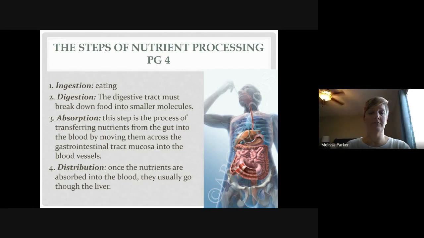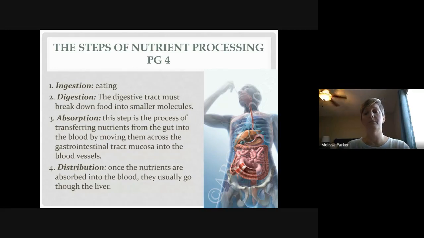And after that, the body is going to distribute those nutrients that were absorbed. So that moves from the small intestines, and then it'll be absorbed through that. And then eventually, as it's going through, it enters into the bloodstream, and then it's going to go to the liver. So the liver helps to detox things in our body. And the distribution part, this is done by our circulatory system.